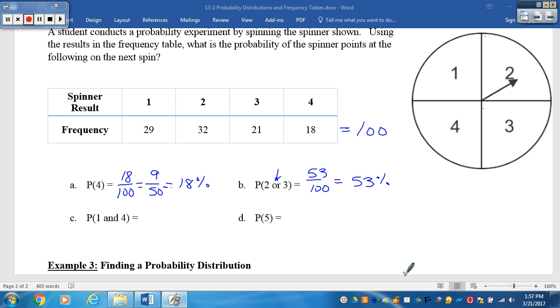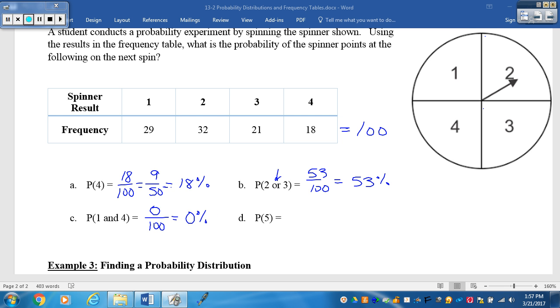Now, the next one says a 1 and a 4. Now, the question I would have for you guys is this. Is it possible in one spin to spin a 1 and a 4? And the answer is no. You either have to spin a 1 or a 4. You can't spin a 1 and a 4. And so as a result, I'm going to put down 0 out of 100, which is 0%.